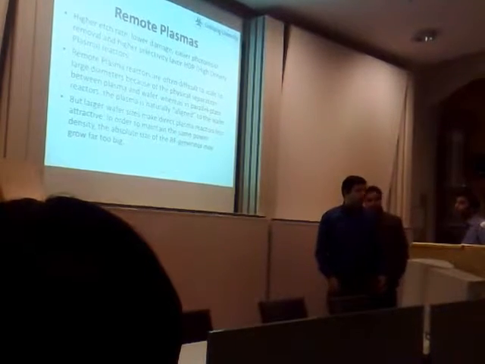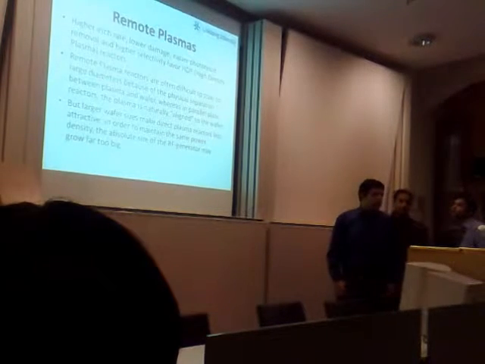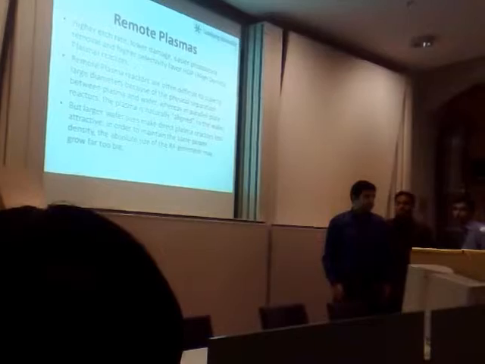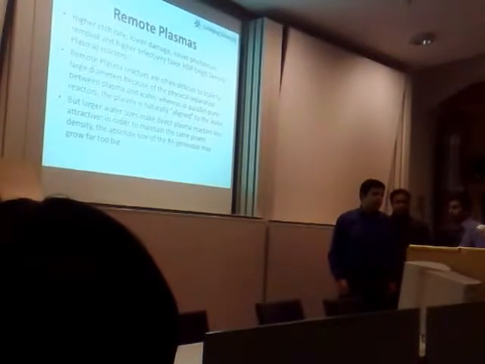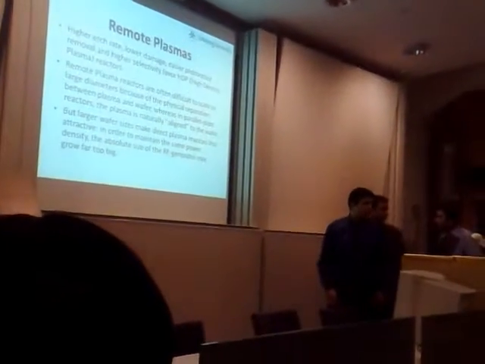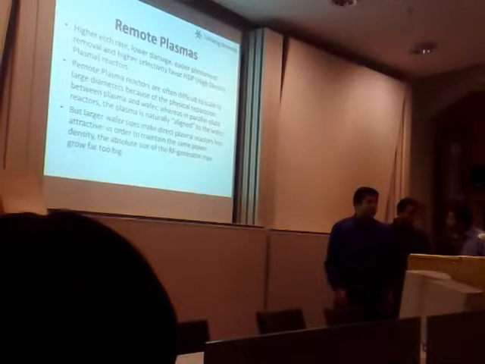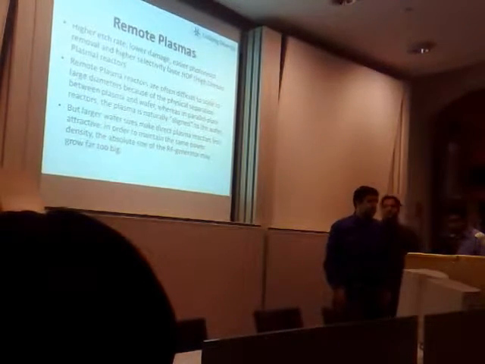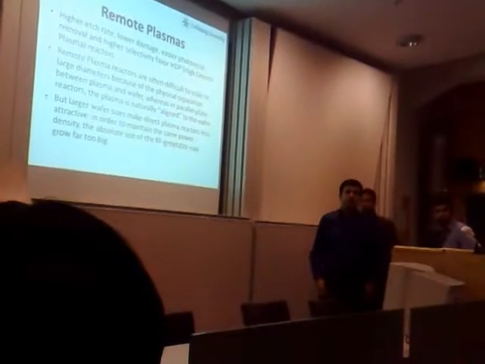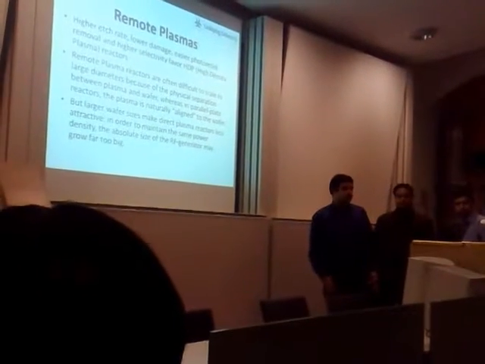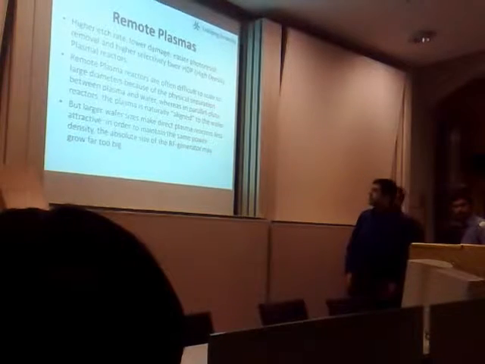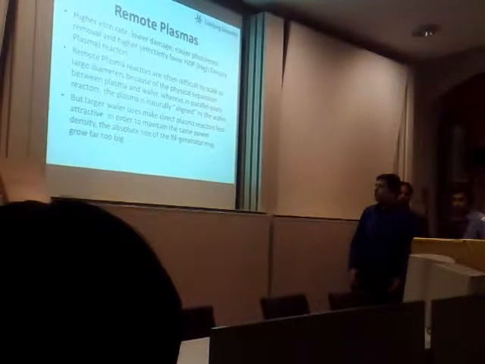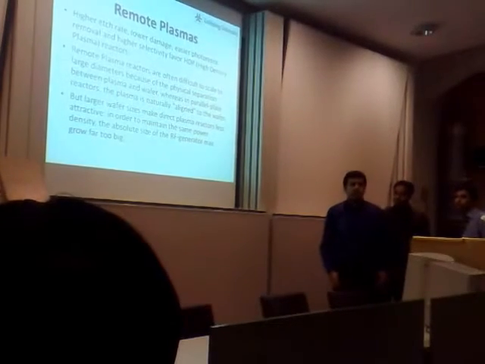Higher etch rates, lower damage, easier photoresist removal and higher selectivity favor high density plasma reactors. Remote plasma reactors are often difficult to scale to large diameters because of the physical separation between plasma and wafer, whereas in parallel plate reactors, the plasma is naturally aligned to the wafer. But larger wafer size makes direct plasma reactors less attractive. In order to maintain the same power density, the absolute size of the RF generator grows far too big.